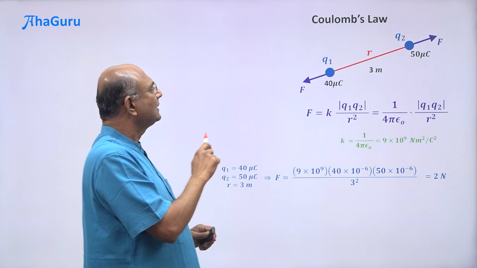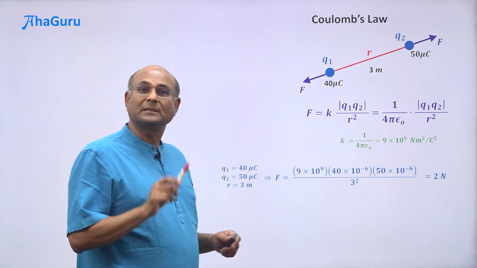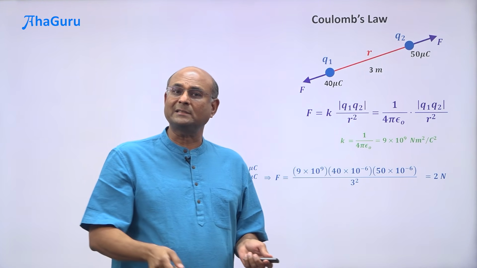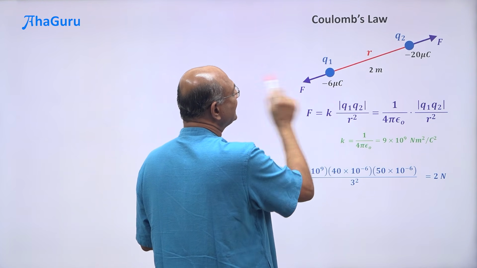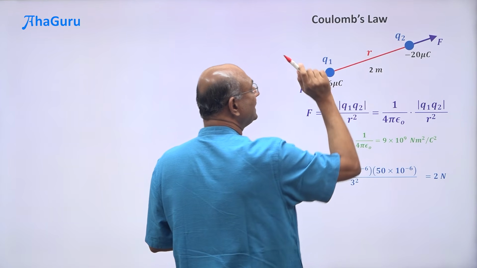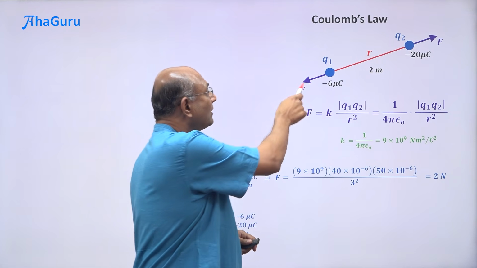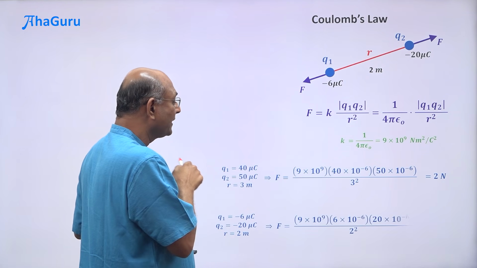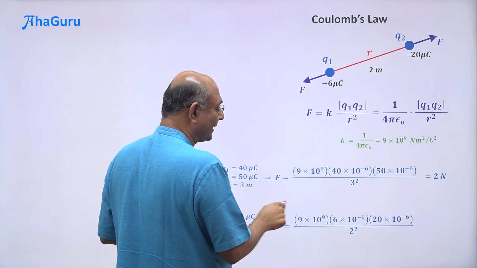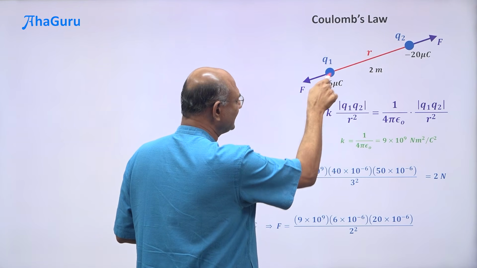Now I had positive and positive charge, so the force was repulsive. Suppose I had negative and negative charge, again the force will be repulsive. Let us put some negative charges: minus 6 microcoulomb, minus 20 microcoulomb separated by a distance of 2 meters. What will be the force now? Well, we can use the same formula. So F is K Q1 Q2 by r square. K is 9 into 10 power 9. Q1 is minus 6 microcoulomb.